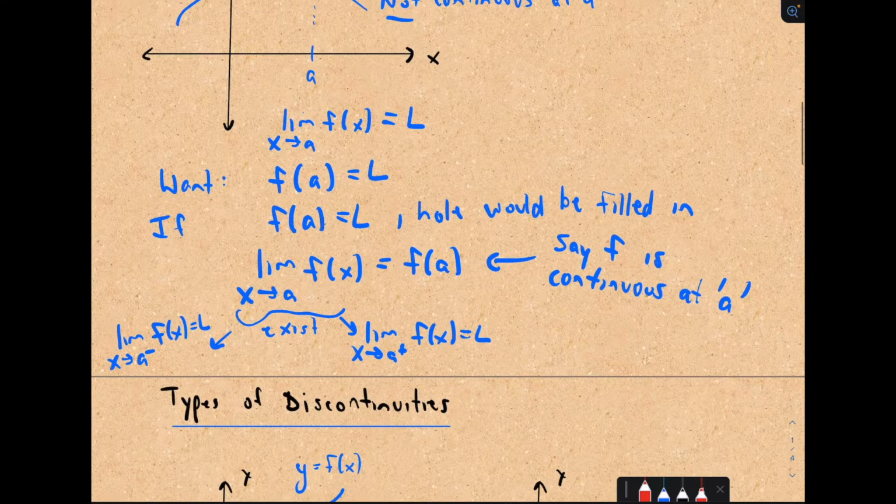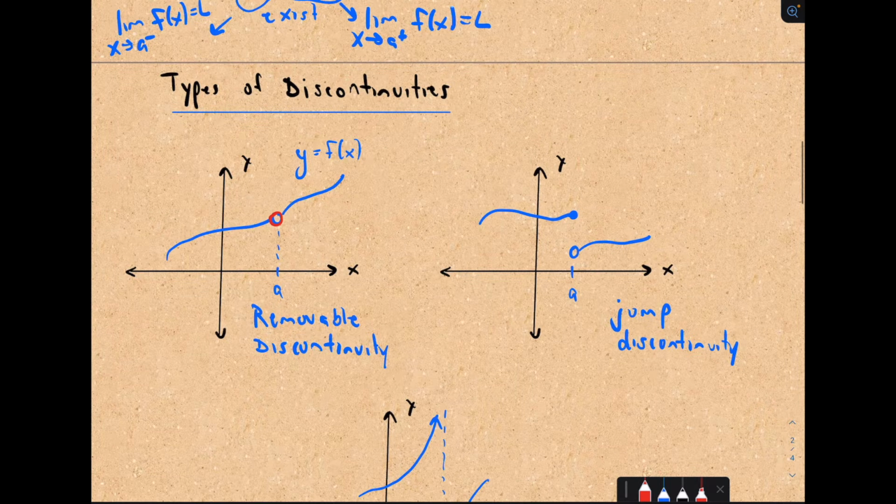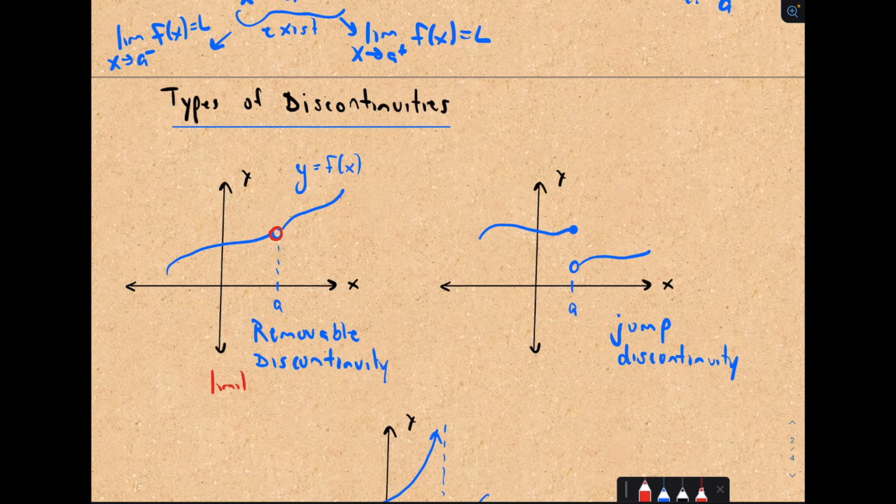So another thing to think about: types of discontinuities. The example I just looked at is called a removable discontinuity, because you could remove the discontinuity just by filling in that single point. That's how I always thought about it, at least. In this case the limit exists, but the limit as x approaches a of f of x is not going to equal the function at a, because f of a is undefined. So they don't equal, but notice the limit does exist.